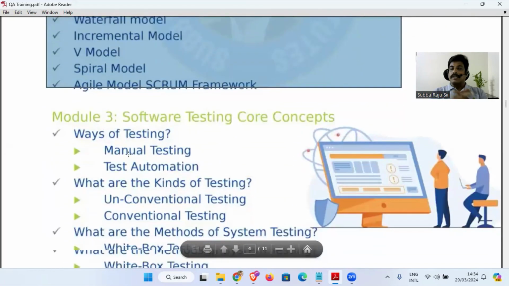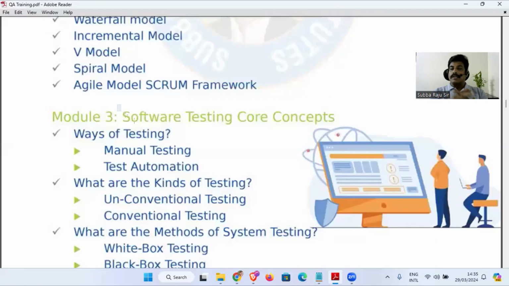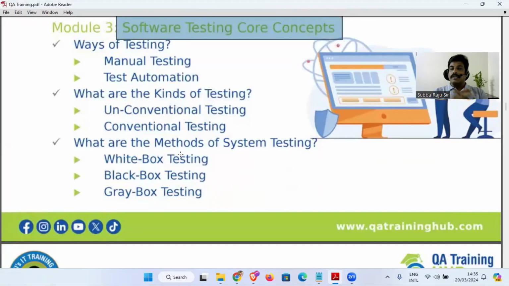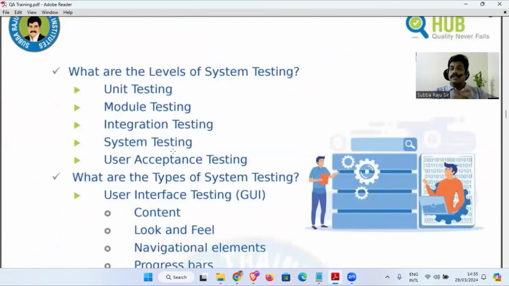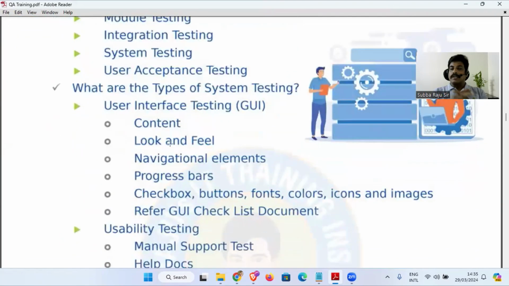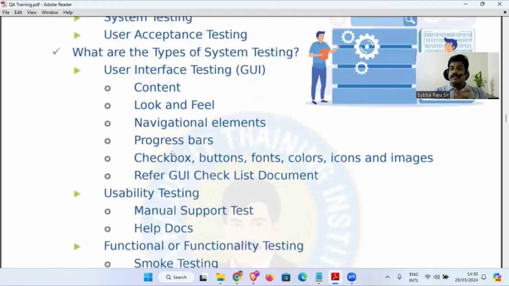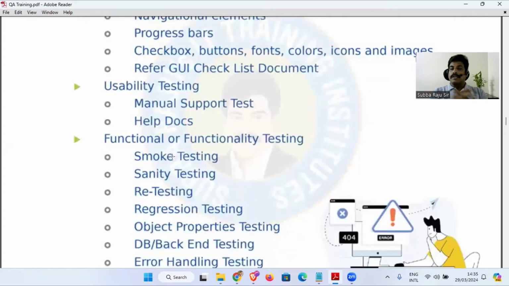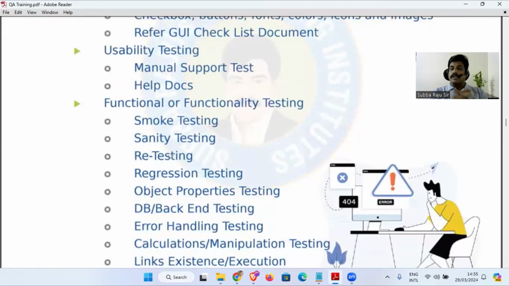Then in module 3, software testing core concepts. It contains ways of testing, kinds of testing, methods of testing, levels of testing, and types of testing. All these are core components before we enter into the practical part of the testing process. This knowledge is very helpful for you to understand our software testing lifecycle process.